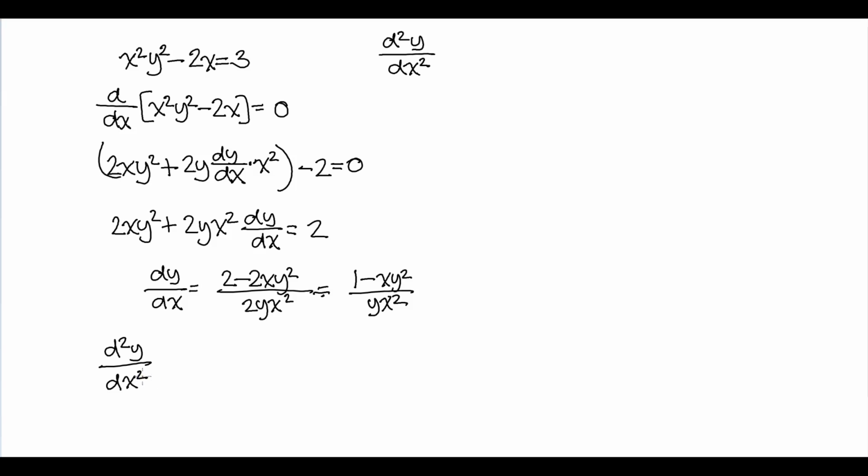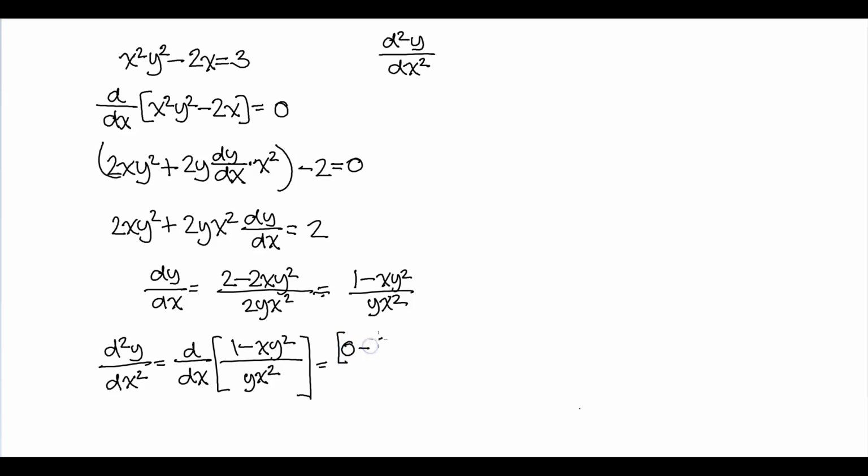d squared y over dx squared. So we're going to find the derivative of 1 minus xy squared over yx squared. So this will be an implicit problem right here. So a quotient rule with implicit differentiation. So we have f prime, that's 0, 0 minus, well, we have more product rule. We have product rule stuff.